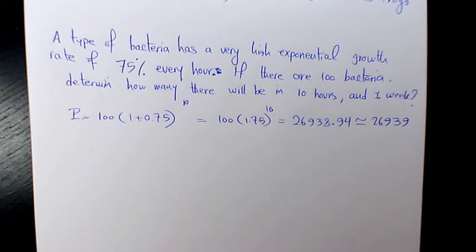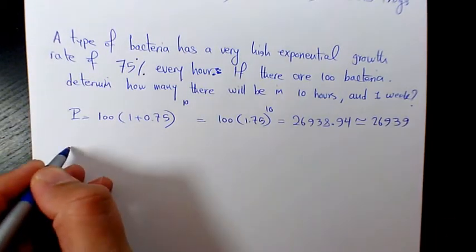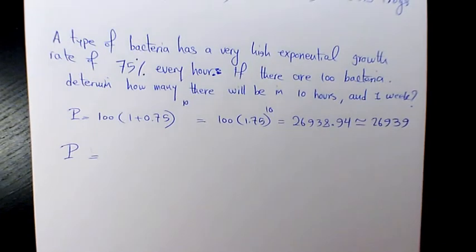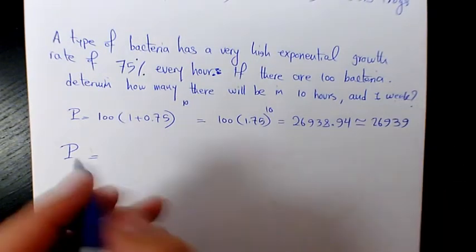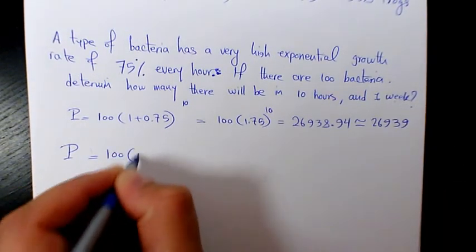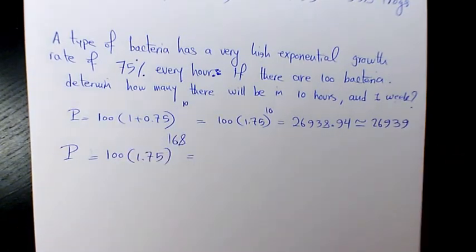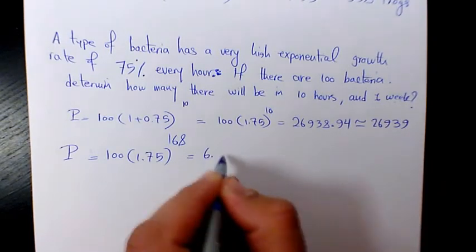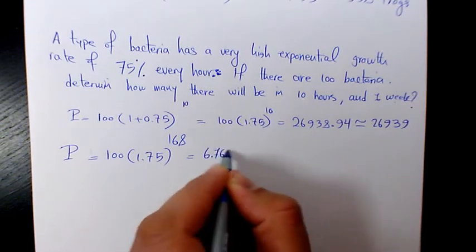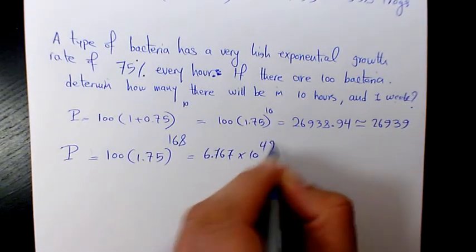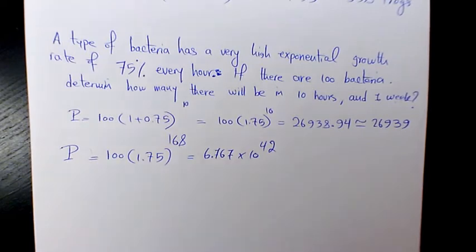So now next one is 1 week, it means 7 days. 7 times 24, we have 168 hours, because 1 week is 7 days and each day 24 hours. So 100 times 1.75 to the power of 168. It is going to be 6.767 times 10 to the power of 42. That's going to be the population after 1 week.